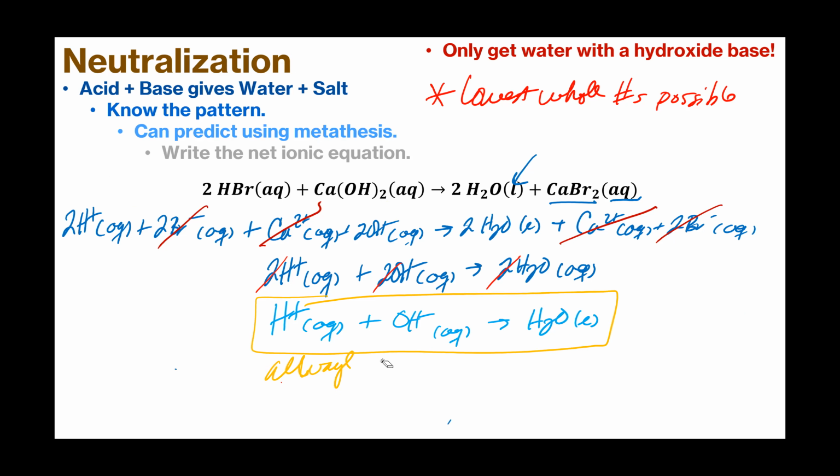Always, I can't spell. Always for strong plus strong. Okay. If it's not a strong acid plus a strong base, this is not your net ionic equation.